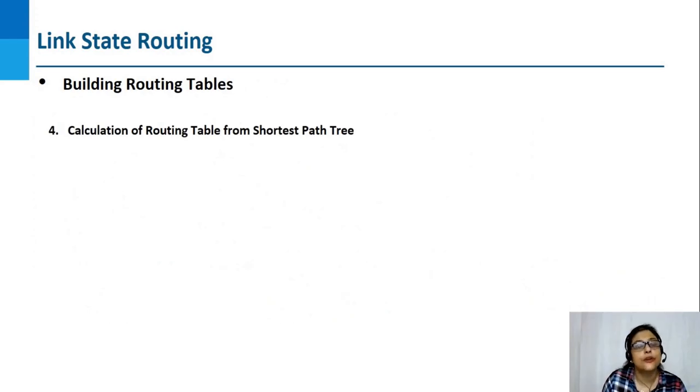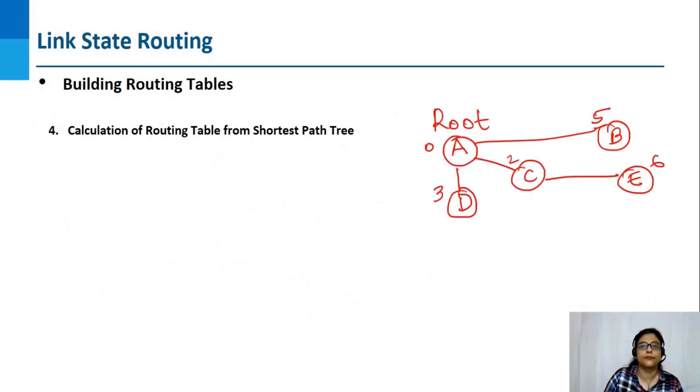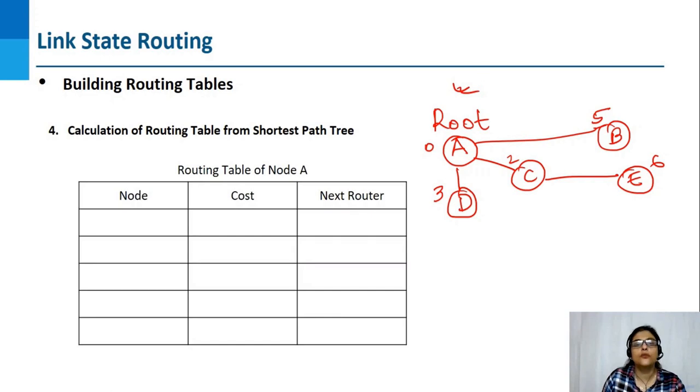Next is calculation of the routing table from the shortest path tree. We have arrived at this particular shortest path tree. Now, what will be the routing table of node A? It consists of node, then cost, and the next router. So, how many nodes are there? 5 nodes, A, B, C, D, E. The cost of going from A to A is 0, obviously, and the next router will be itself, so it is a dash.